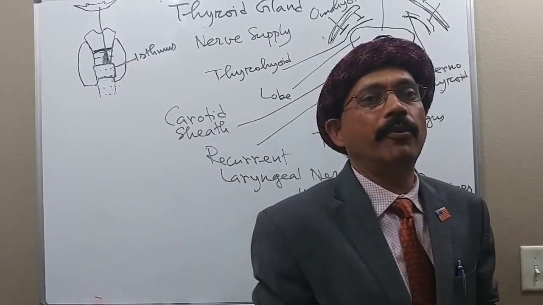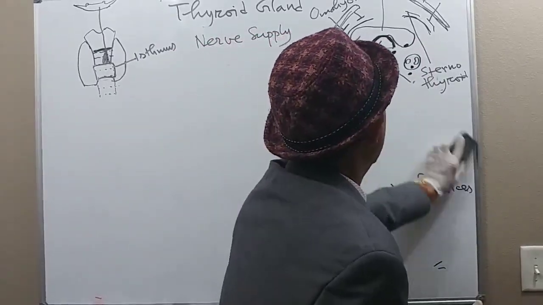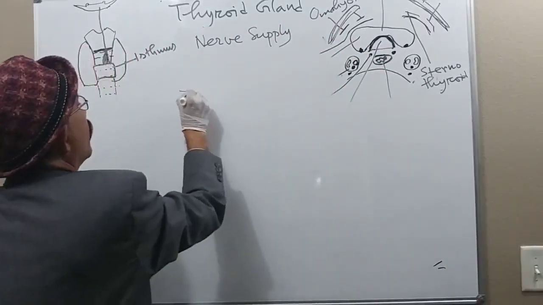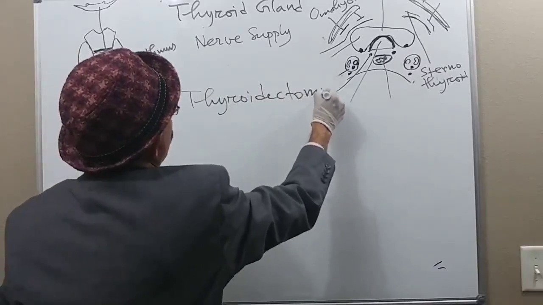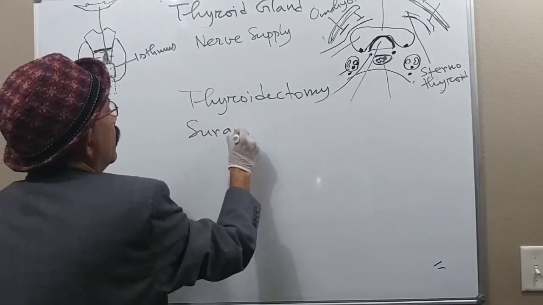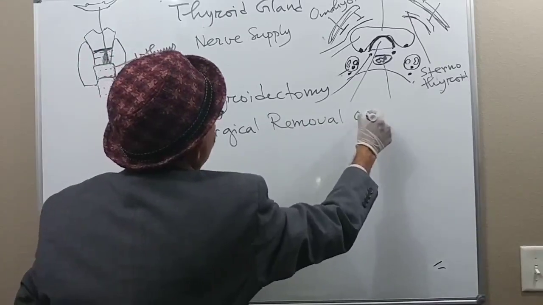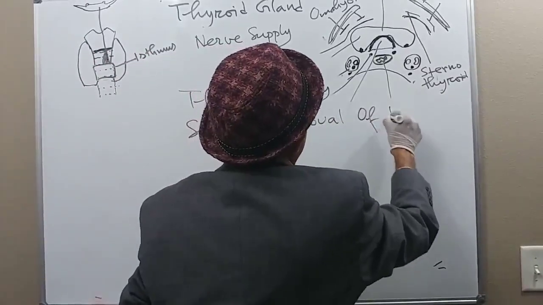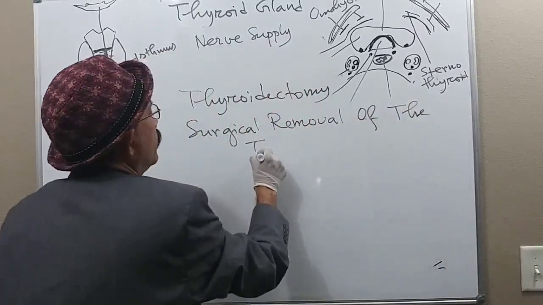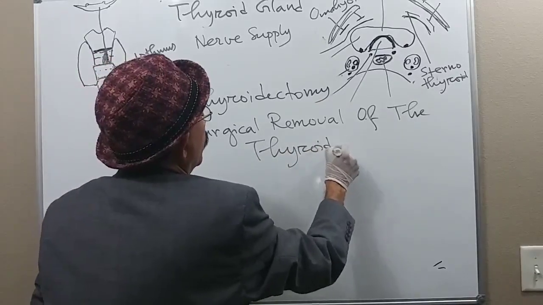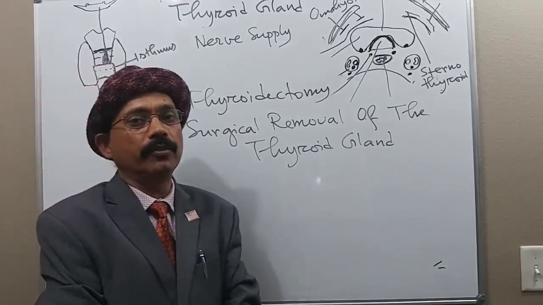Then we have to know what is thyroidectomy. Thyroidectomy is a surgery that is commonly practiced to take out the thyroid gland. Surgical removal of the thyroid gland is thyroidectomy. We discussed that there may be a chance of damage to the recurrent laryngeal nerve during surgery.